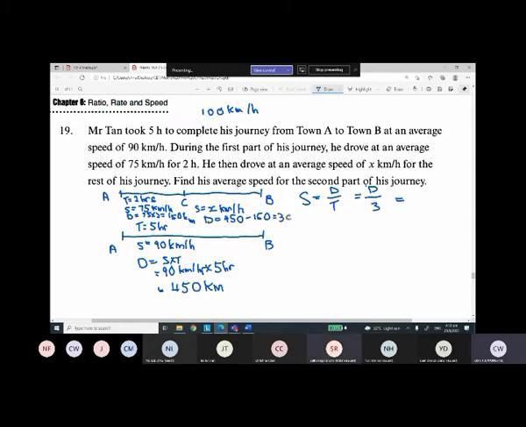Yes, sir. Okay, so speed will be 300 divided by 3. 300 divided by 3. What's the answer? 100, sir. 100. Now this is km, right? This is hour, right? So it will be 100 km per hour. That's the answer.